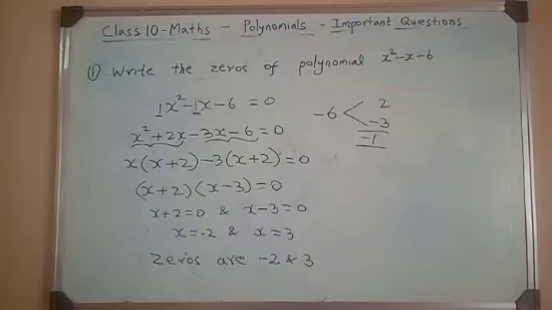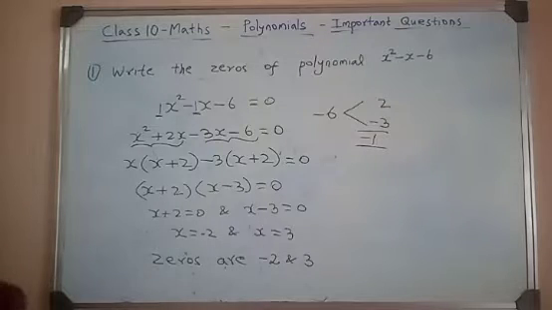Hi, in the previous video we have seen 5 important questions in the polynomial chapter. We will continue this. In this video we are going to see 5 more important questions. So this is the first one. Write the zeros of polynomial x square minus x minus 6.